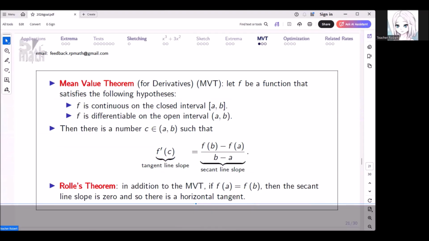Rolle's theorem. In addition to the mean value theorem, if f of a equals f of b, then the secant line slope is 0, and so there is a horizontal tangent.